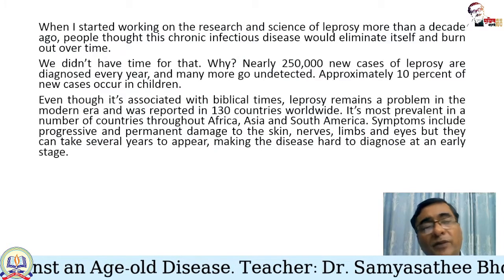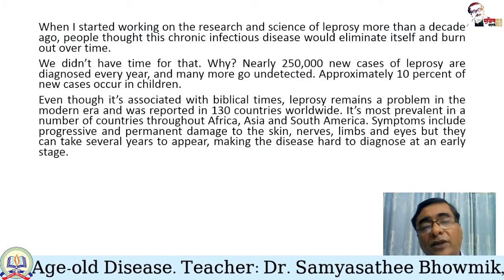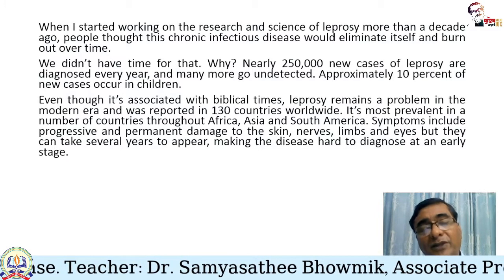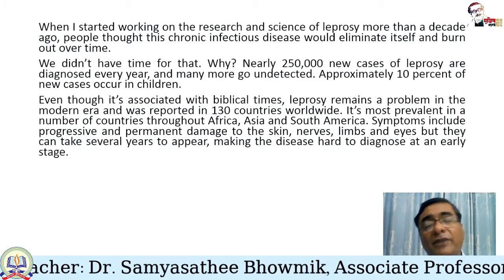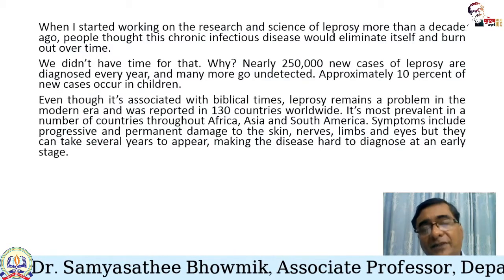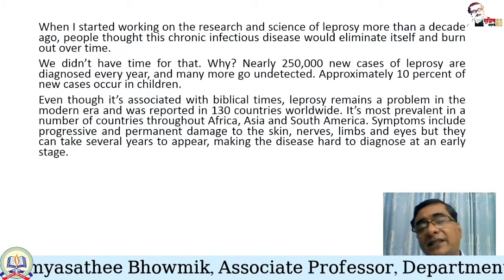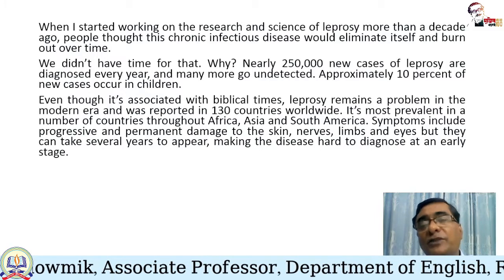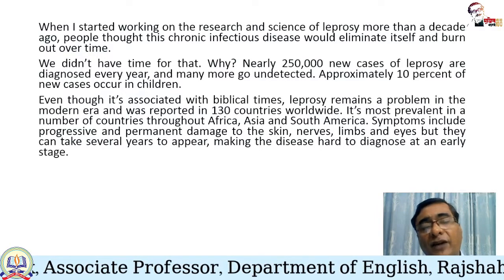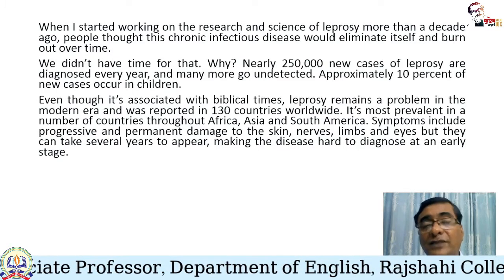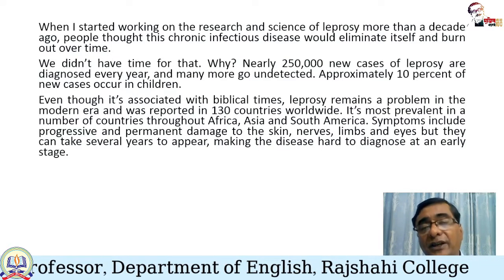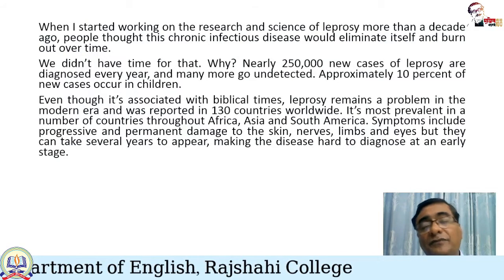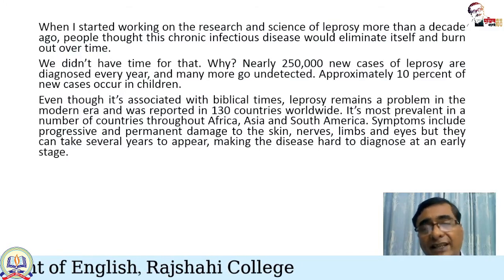Leprosy remains a problem in the modern era and was reported in 130 countries worldwide. So since biblical time, leprosy has been present in this world, and it was detected in 130 countries worldwide. It's most prevalent in a number of countries throughout Africa, where it is most dominating, in Asia, and South America. So these are the continents where we see the presence of leprosy on a large scale.